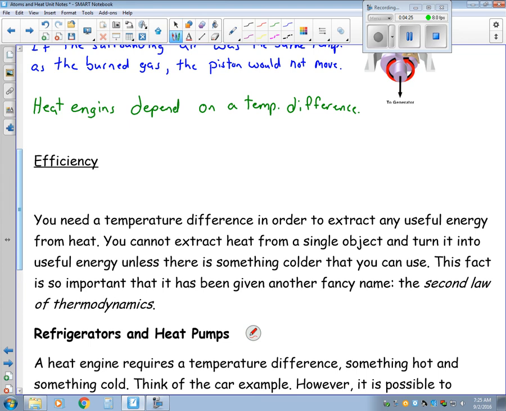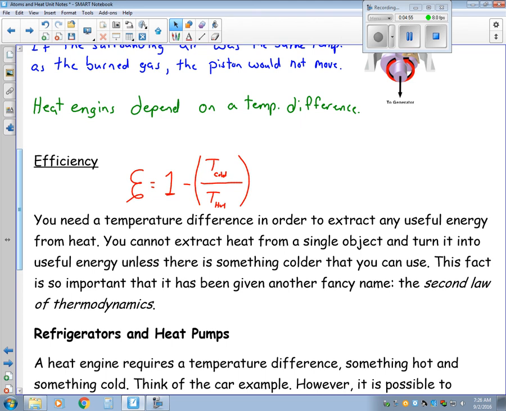So basically the efficiency, and actually we use a Greek letter sigma for efficiency, equals the number 1 minus the cold temperature divided by the hot temperature. We can use this formula then to calculate the efficiency of a heat engine. Gasoline engines are about 20% efficient. So that means 80% of that heat energy is lost forever.